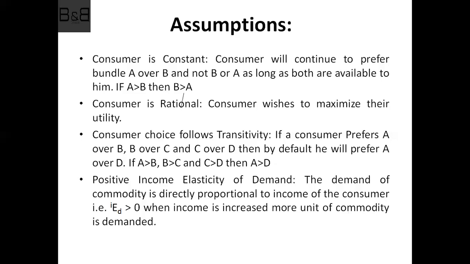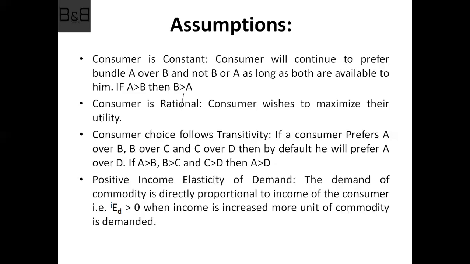Number three, the choice of the consumer follows transitivity. Transitivity means if a consumer prefers a particular bundle, let us suppose A over B, B over C, and C over D, then it should follow that the consumer will prefer A over D, and this pattern is known as transitivity.